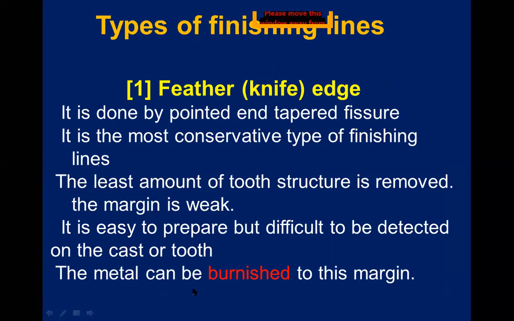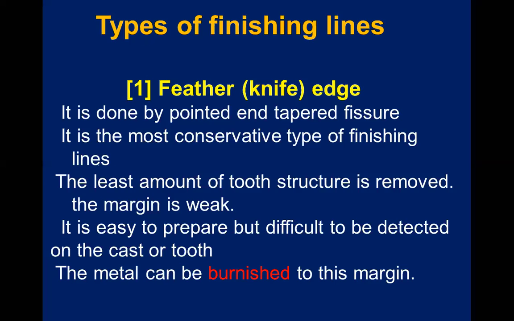If we return to the previous slide, we will see that the metal margin of this type of finishing line can be burnished. What does it mean? That means the crown metal margin will be adapted. Burnishing is a term used for metal only. Be careful and notice that burnishing is used for metal crowns only, because burnishing is the adaptation.